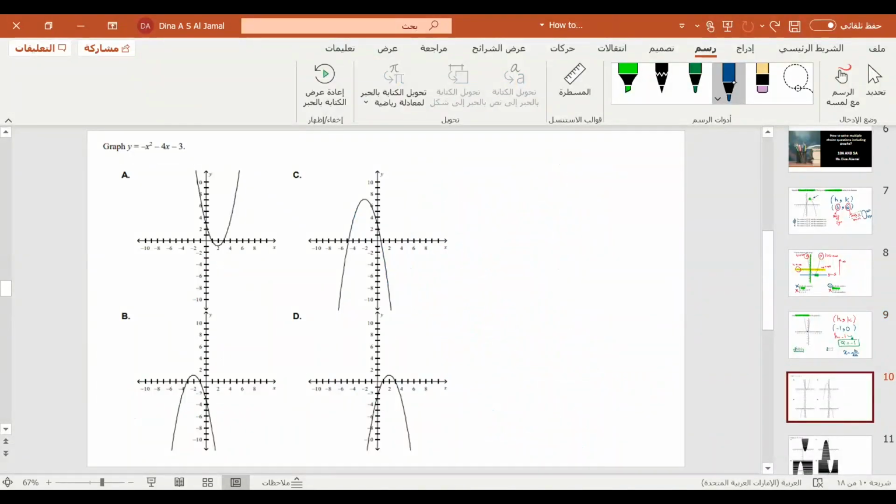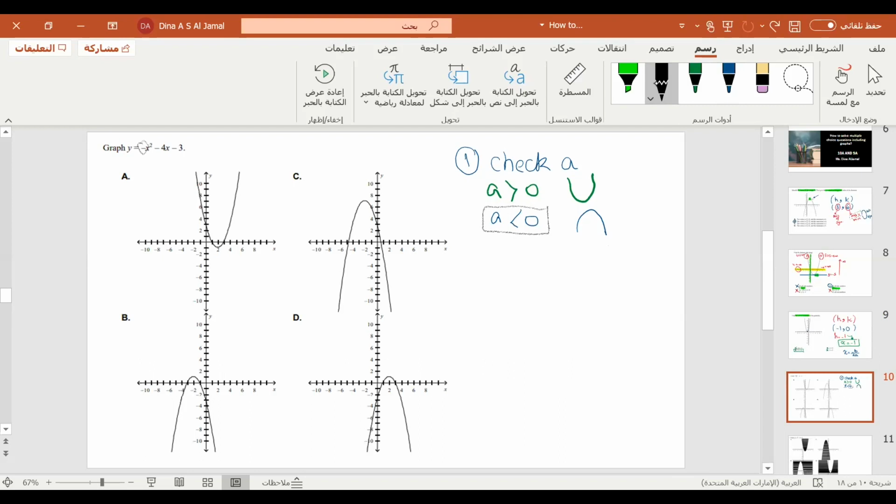Let's go to this. Now, he told you to graph y equals minus x squared minus 4x minus 3. Whenever you have this question, you should check the following. First of all, check the A value. If your A value is bigger than 0, that means your graph will go up. A less than 0 will be going down. That means here, you have this case where your A is a negative value. So from the beginning, look at the graphs and cancel A.